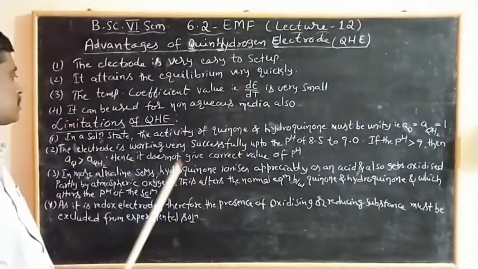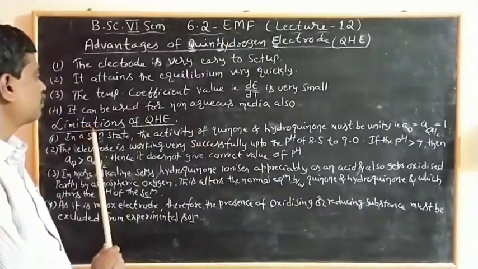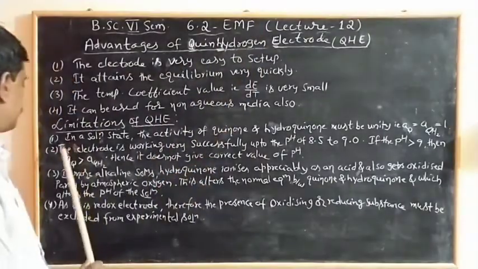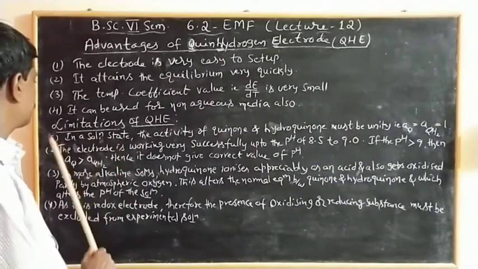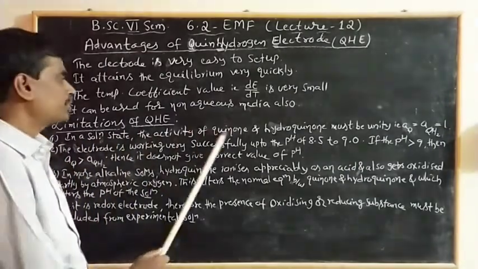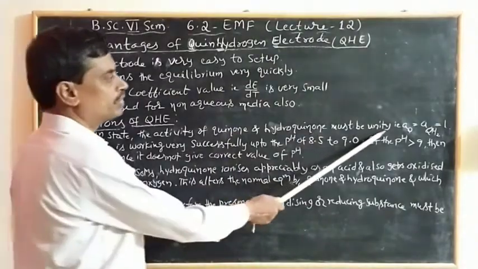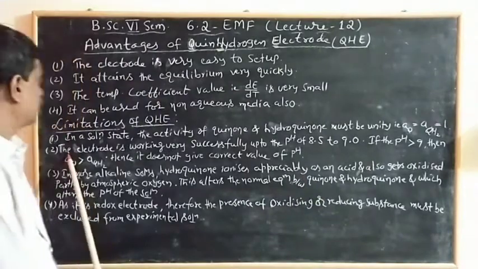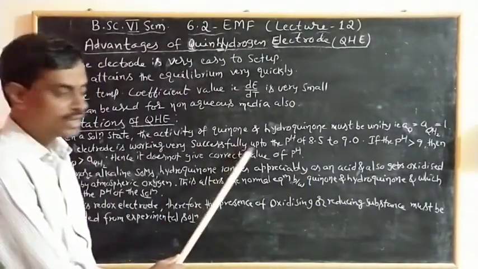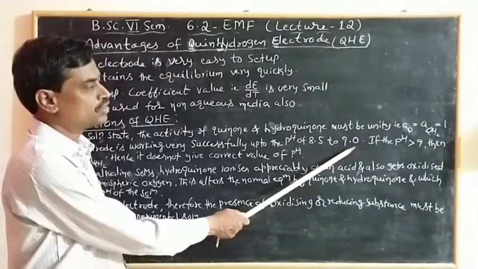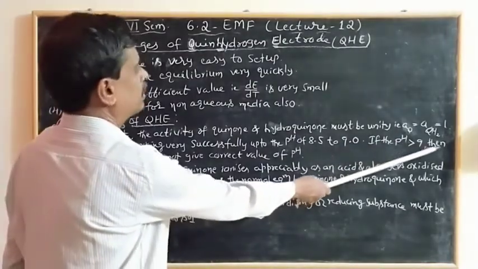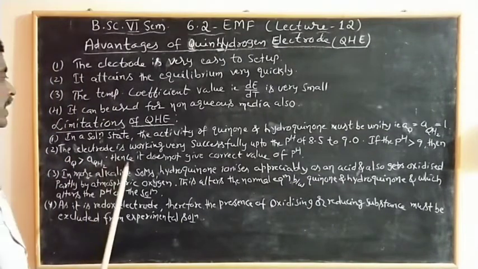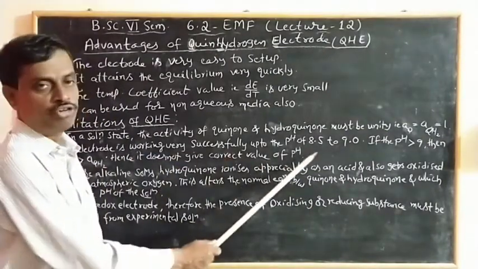Then for 2 marks also, sometimes they will ask the question, what are the limitations of QHE? QHE means quinhydrone electrode. There are 4 limitations. First, in a solution state, the activity of quinone and hydroquinone must be unity, that is a Q equal to a QH2 equal to 1. Second, the electrode works very successfully up to a pH of 8.5 to 9.0. If the pH is greater than 9, then a Q is greater than a QH2. Hence, it does not give the correct value of pH.